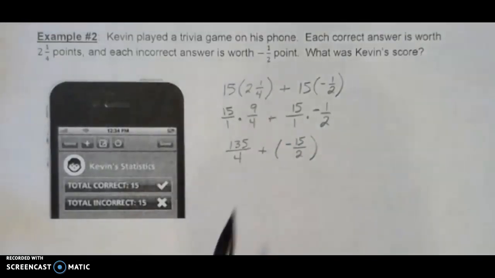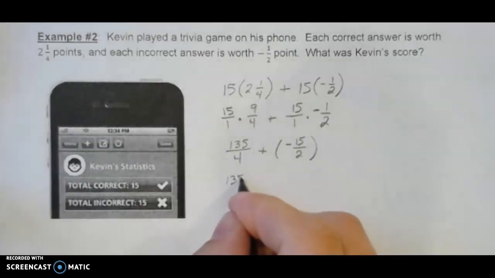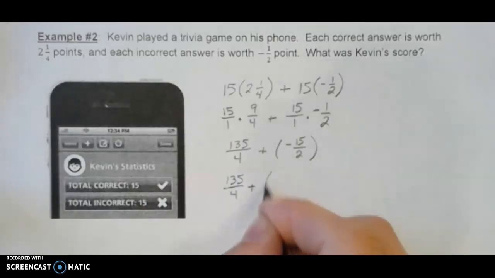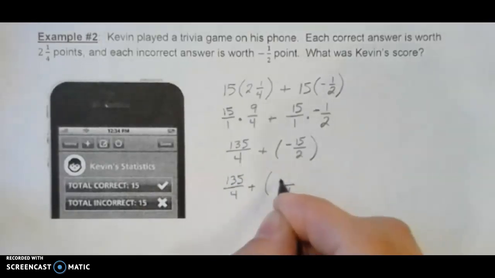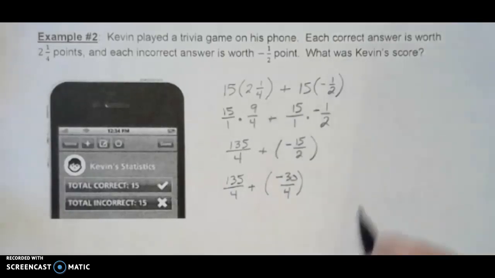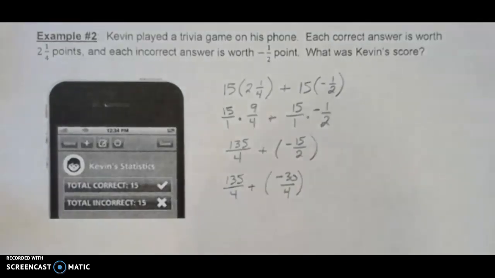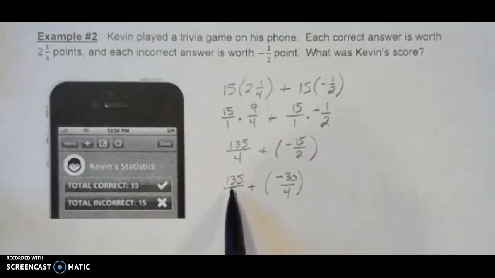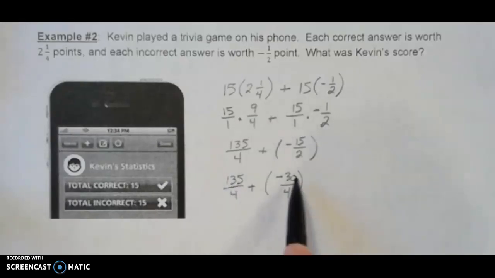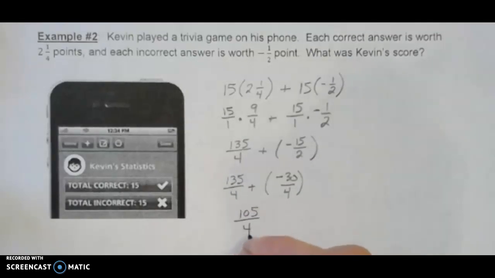All right, so now I need to add these two fractions together, but remember, in order to add fractions, you need common denominators. Fourths and halves, I'm going to use fourths. So this will stay 135 fourths plus -15 over 2 is going to turn into -30 over 4. All right, so I've got my common denominators. This is a positive, this is a negative. They're different signs, so I'm going to end up subtracting here. And 135 fourths plus -30 fourths is equal to 105 over 4.